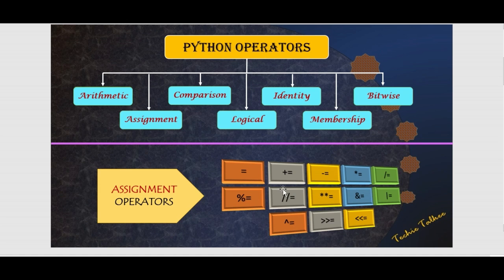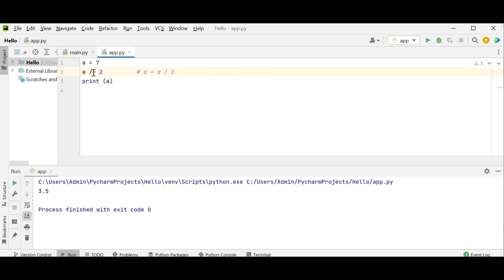The next assignment operator that we have is the modulus equal to. As we know, when we divide a value by another value, we'll get the quotient and the remainder, and this modulus operator will return the remainder. So if I execute this code, I'll get 1, which is the remainder of 7 by 2.